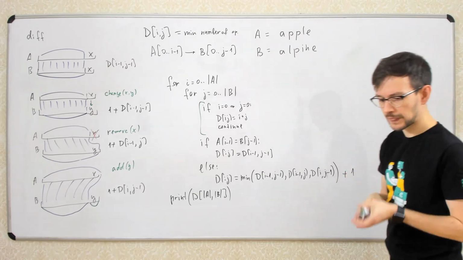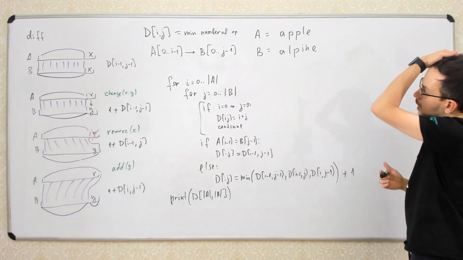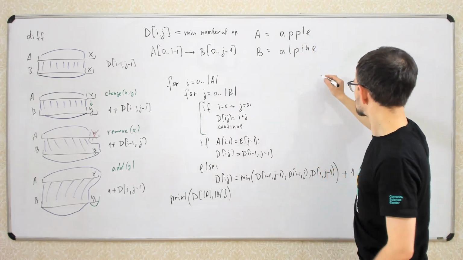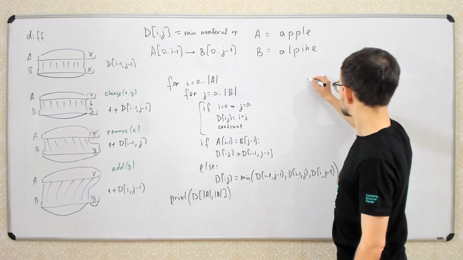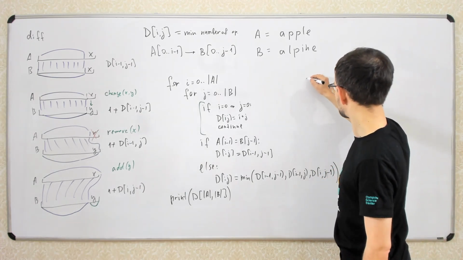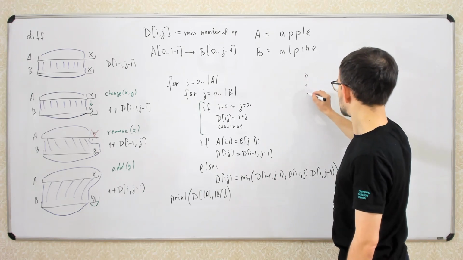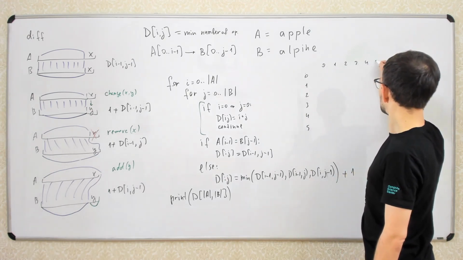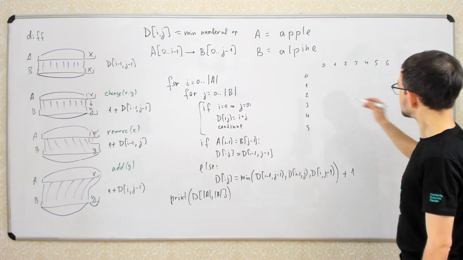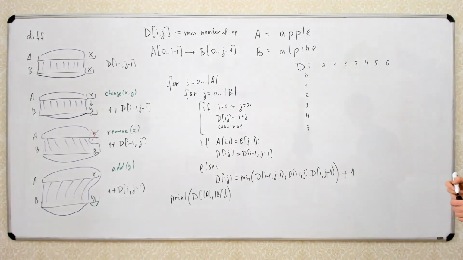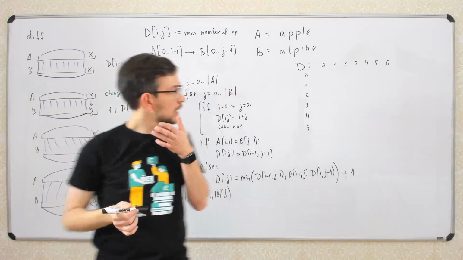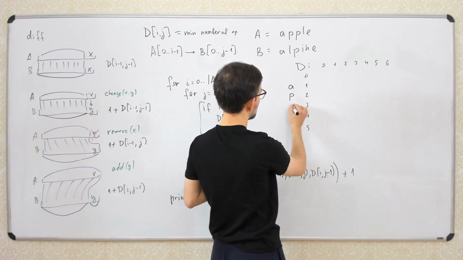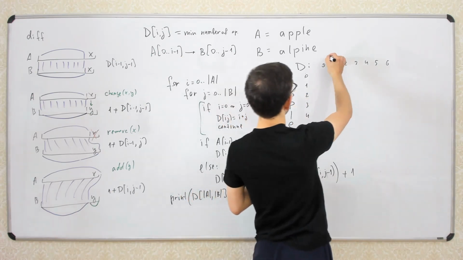Let's try it on this example. We have a first string of length 5 and another string of length 6. So we need an array like 5 by 6. Oh, wait, plus 1, so we have 6 by 7. We have 0, 1, 2, 3, 4, 5 here, and 0, 1, 2, 3, 4, 5, 6 here. So this is array D, like a two-dimensional array. Let's write the letters here to make it clearer. We have apple here, and we have open here.